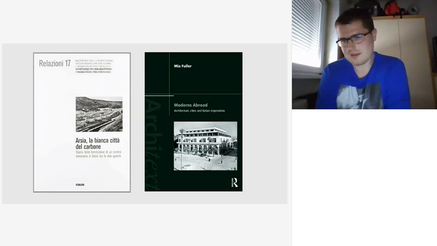So from that, an anthropological and architectural tradition developed, most encapsulated by Mia Fuller in her book Moderns Abroad: Architecture, Cities and Italian Imperialism. This school came much closer to the idea of colonization being a material encapsulation of a certain culture. This school defined several categories of Italian colonialism, one being the imperial grand cities in the colonies, such as Benghazi and Tripoli, and their major reworks.